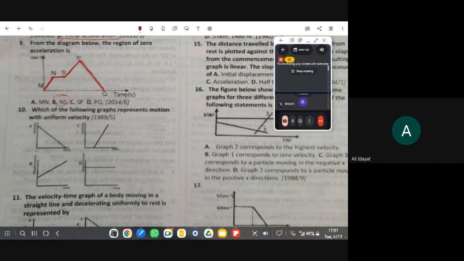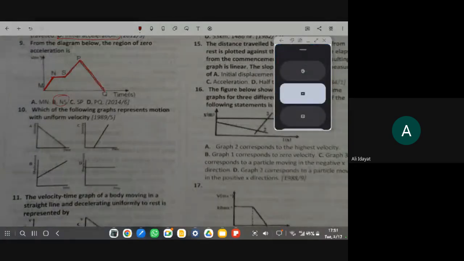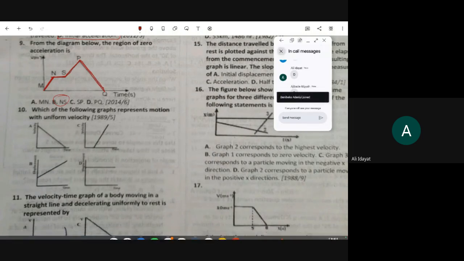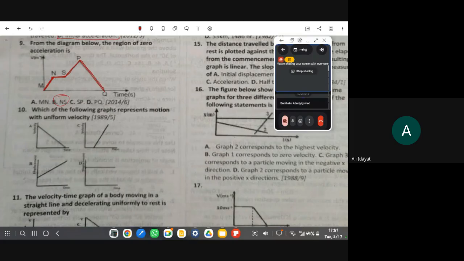Where do we have uniform velocities? Option S. Is there an option like option S? There's no option S there. I see S. What's S? I don't understand S. D. Okay, D, I see, means D. Uniform velocity. Question 10.